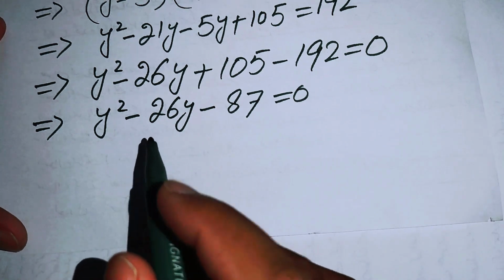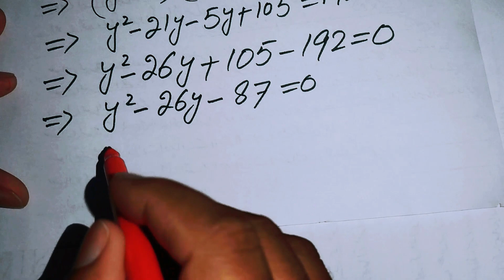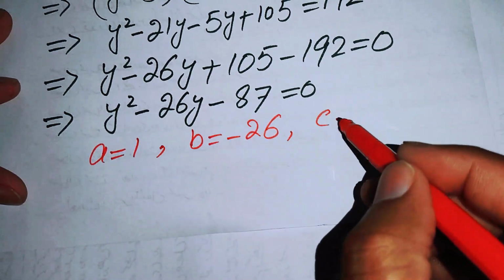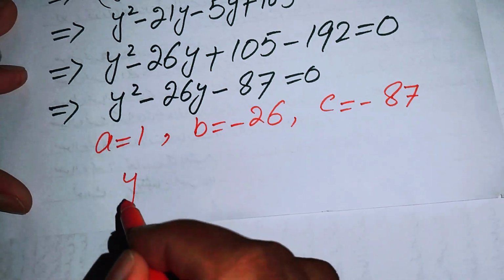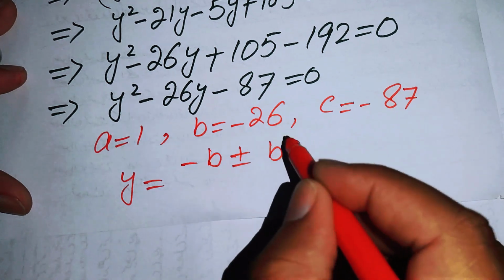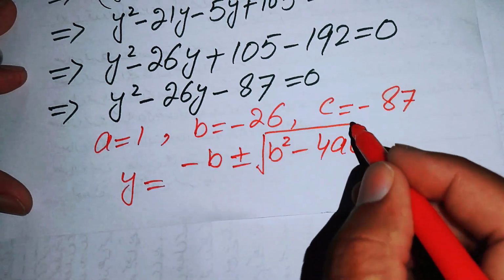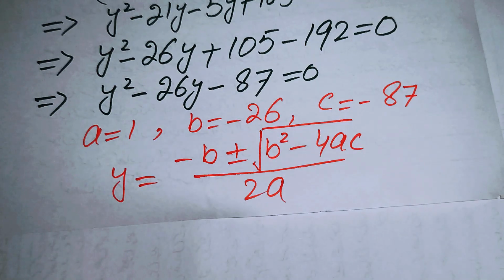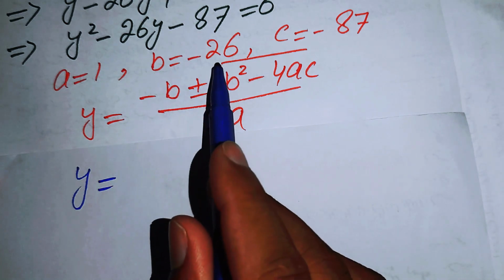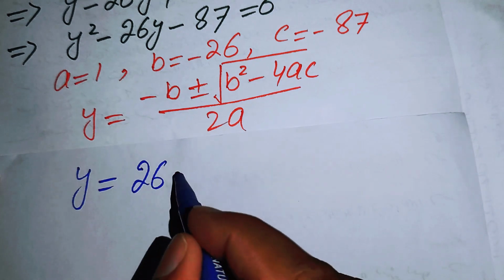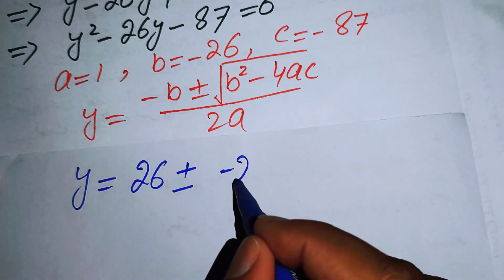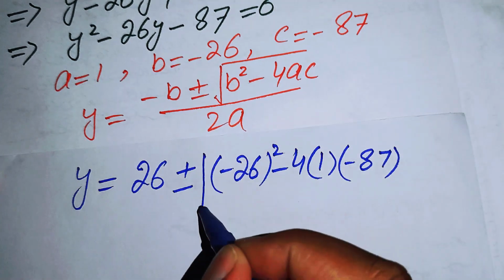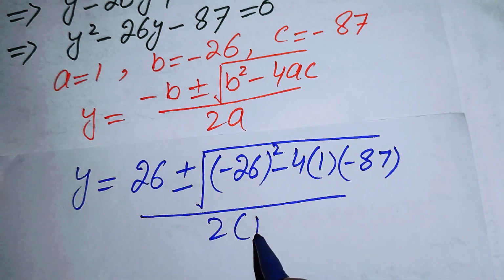And now we can solve this quadratic equation by using the quadratic formula. You know that here a is 1, b is minus 26 and c is minus 87, and our quadratic formula is y = (-b ± square root of (b squared - 4ac)) over 2a. So now we can put all the values of a, b and c in this formula, and we get y = (26 ± square root of ((-26) squared - 4 times 1 times (-87))) over 2 times 1.